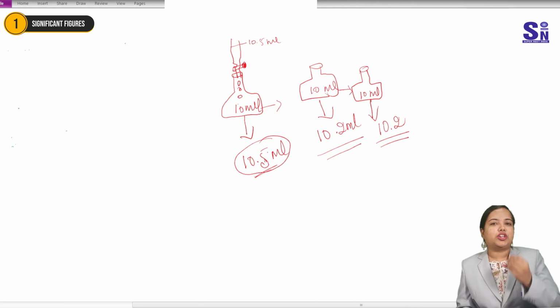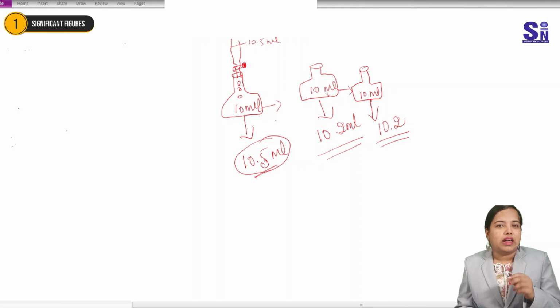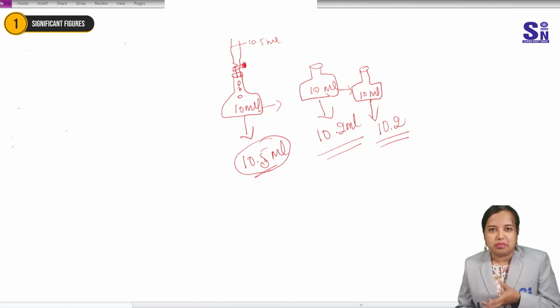Either it may be due to an error on your side, or it may be due to instrumental error. So whenever you want to measure anything, the error may come from your side, or from the instrument, or from nature. Anything may be the cause of this.